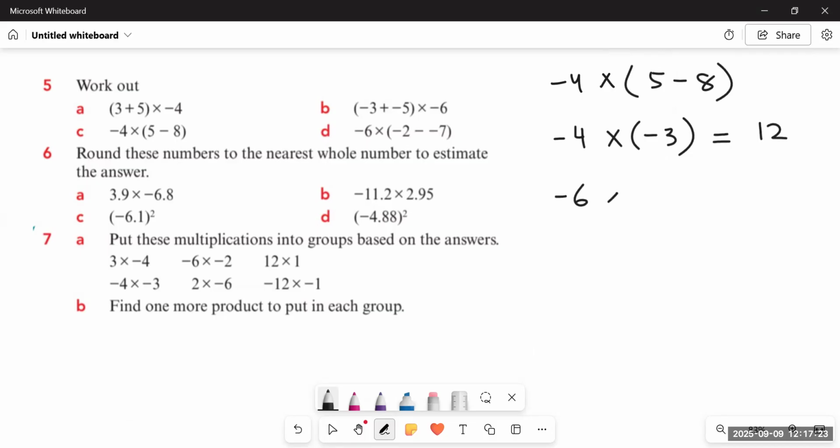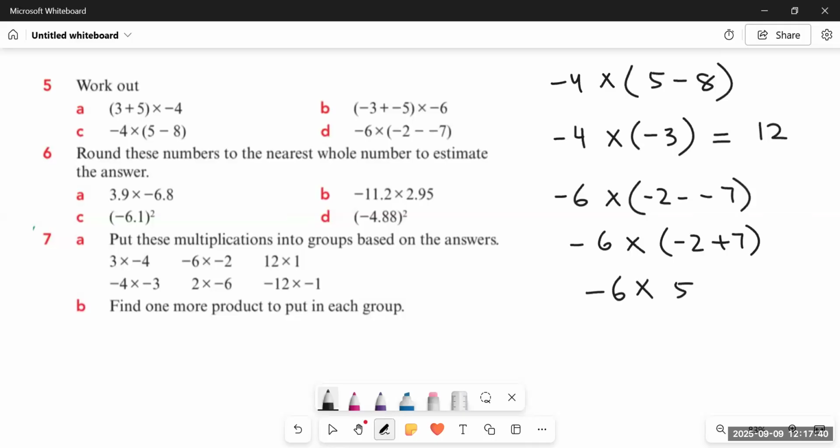Similarly, if we have minus 6 multiplied by minus 2 minus minus 7, so it's minus 6 multiplied by minus 2 plus 7. Minus plus minus, so we will subtract 2 from 7. We will get 5. The answer would be positive because 7 is greater and it's positive. Then minus 6 multiplied by 5. 6 5s are 30. So the final answer would be minus 30.